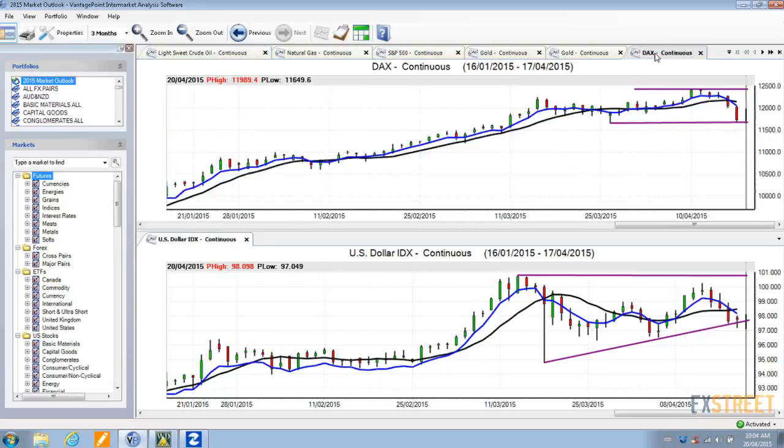But the key thing I want to really point out here too is that using the Vantage Point intermarket analysis software, I can see that as the DAX 30 starts to move lower, or the CAC 40, you can look at any of the European equities, but the DAX is a big one, you can see that the dollar is absolutely 100%, nothing's 100%, let me retract that. It's 90% correlated to the dollar index.